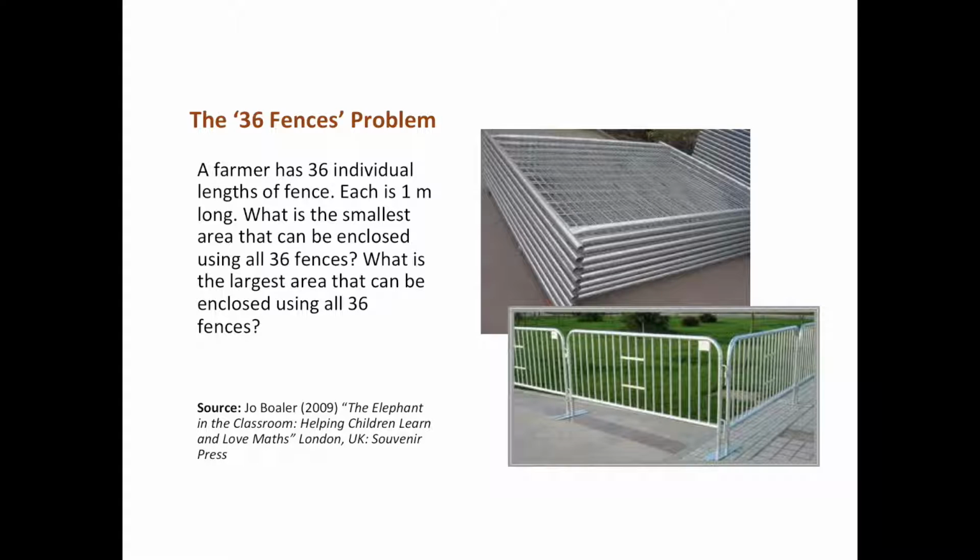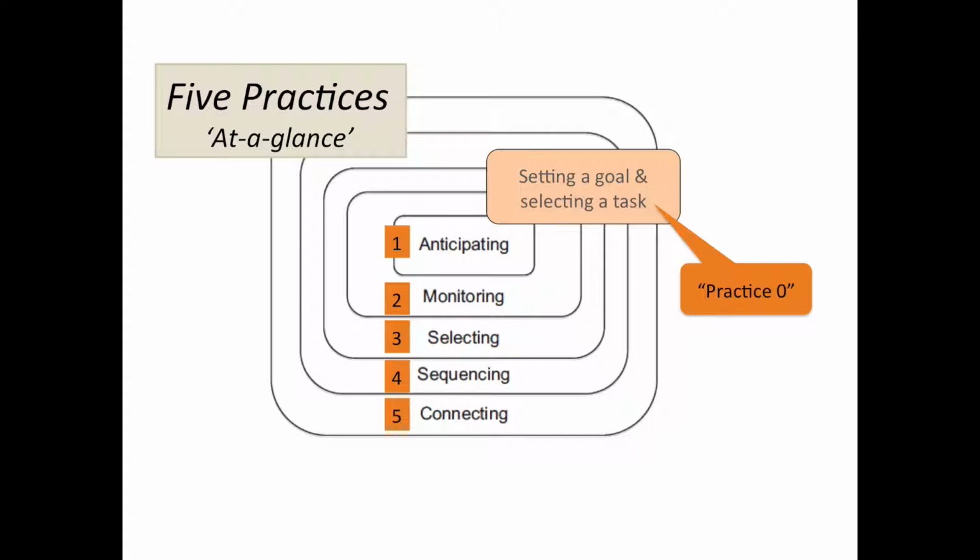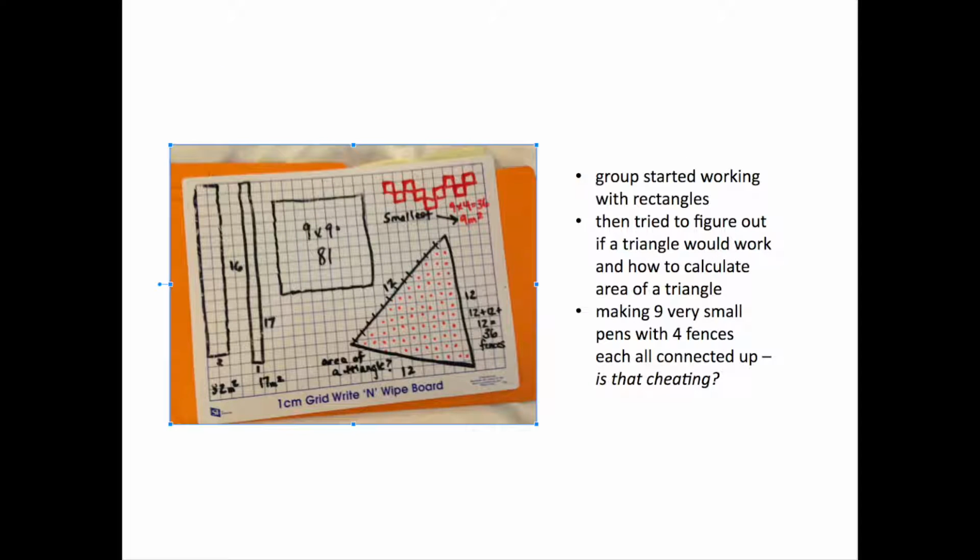I just want to highlight a couple of things that I see in there, and then we'll go on with the other practices. So in this solution, you'll see that the group started working with rectangles, as you might have done. And then they got into this conversation about would a triangle work, and they were trying to draw that out on the whiteboard, and that created a bit of an issue, which we'll talk about in a minute.